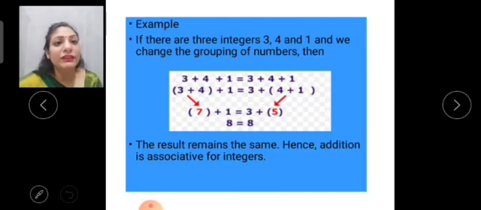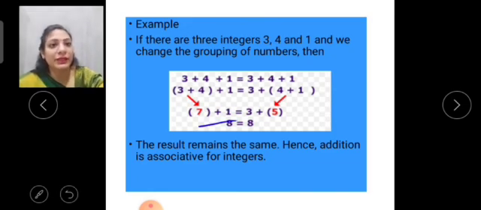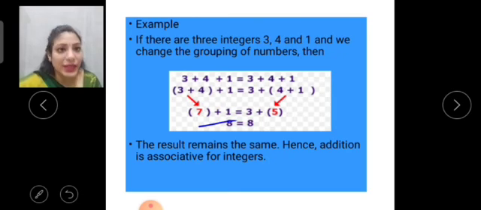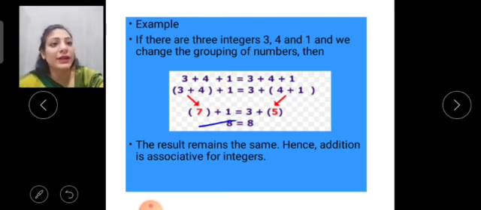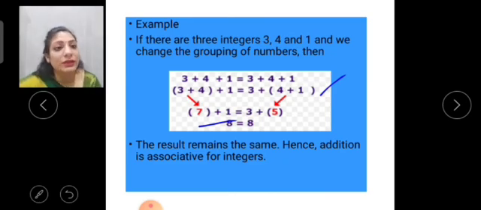Example, if there are three integers 3, 4 and 1, we can change the grouping of the numbers. So, in the first one, we will add 3 and 4 first. The answer will be 7. And then 1. So, the answer will be 8. In the second one, on the right hand side, what have we done? We will add 4 and 1 first, and then add the answer to 3. It will be again 8. So, we can say the result remains the same. Hence, addition is associative for integers.